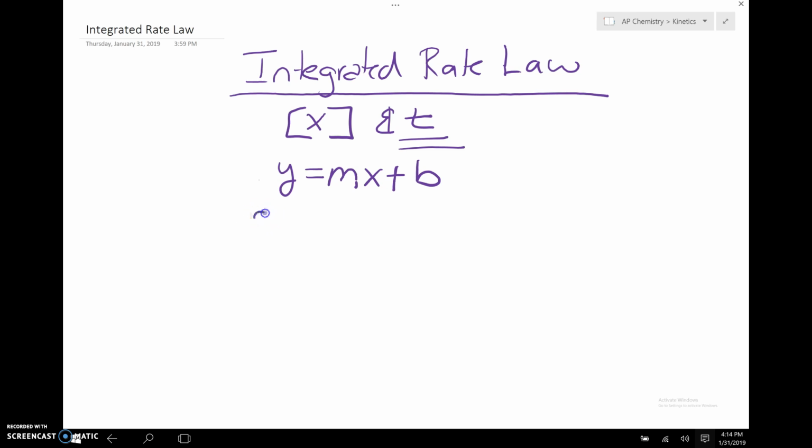So we're going to use graphical analysis to determine what order the reaction is in. Remember that we can only apply integrated rate law when only one reactant is part of the rate law, or when we are only given information about one reactant. When I say graphical analysis, I mean we actually have to graph the data.